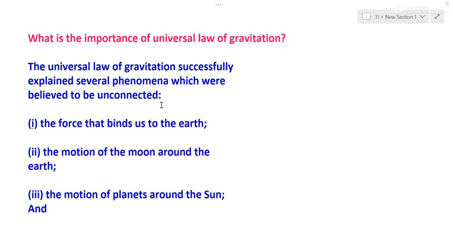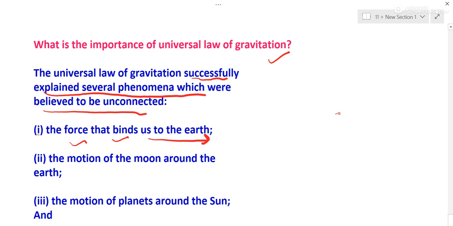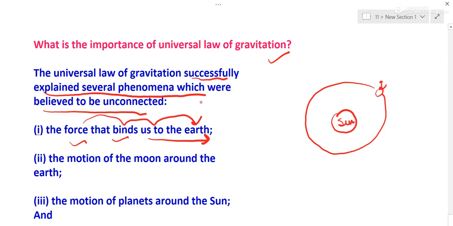Then we have the next question, what is the importance of Newton's law of gravitation? So what is the importance? It successfully explains several phenomena which were believed to be unconnected. The force that binds us to earth, it is gravitational force. The motion of earth around sun is explained with the help of this. Why are we bound to earth? The force that binds us to earth, that is gravity.